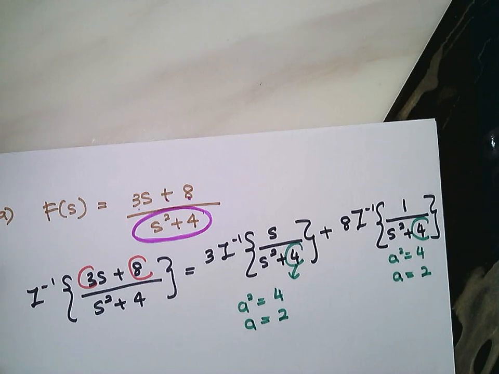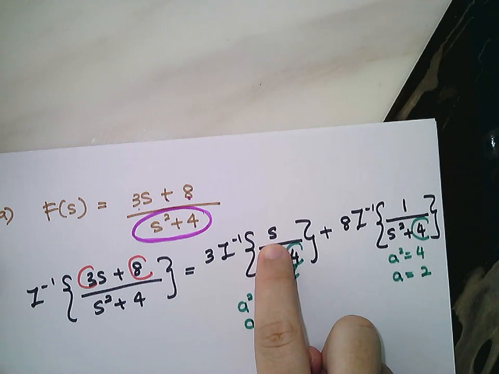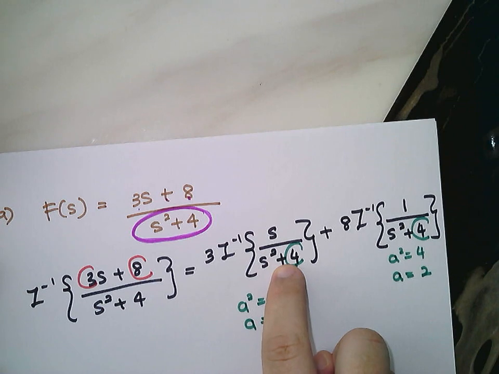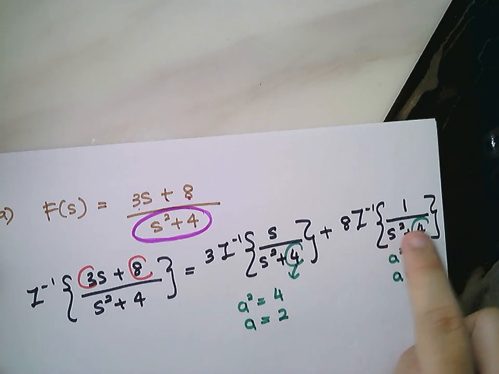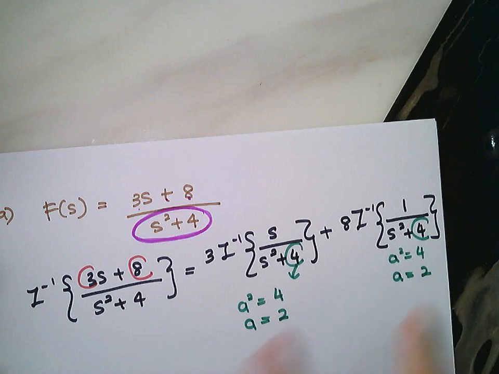Okay, what else should we do? This function will be the cosine function. Why? Because you have the s variable in the numerator and this is plus. This one will be the sine function. Why? Because you have a constant here and this is plus. By now you should be able to recognize this function. If you inverse, you will have what function?